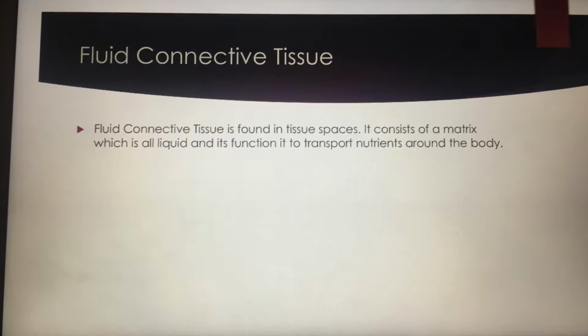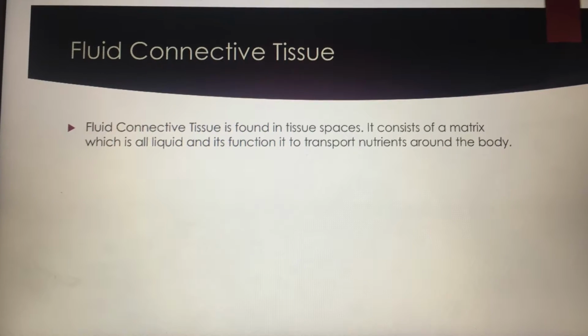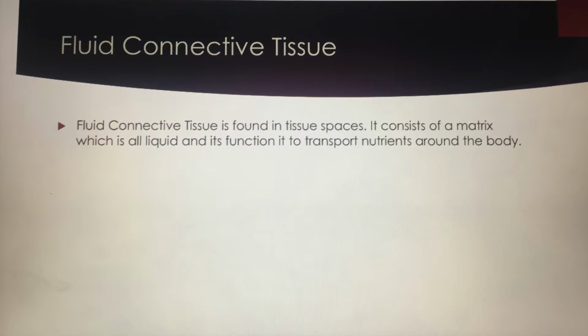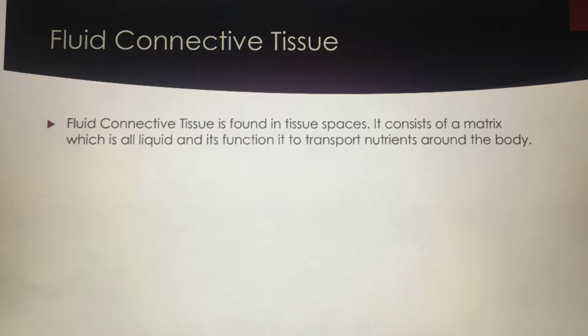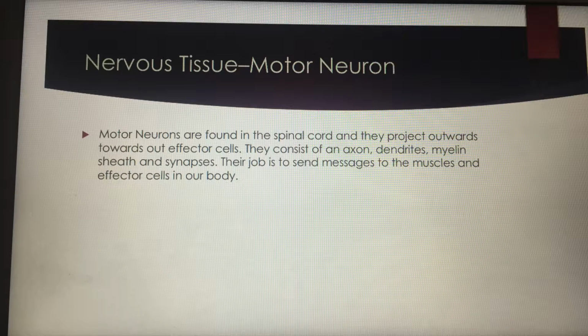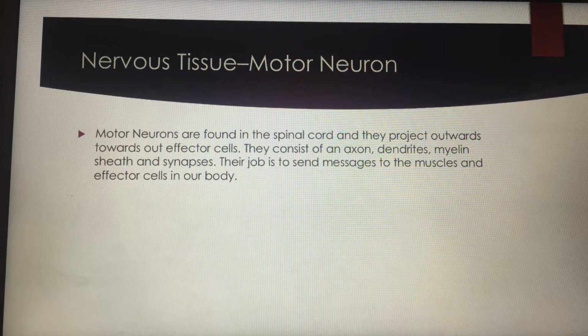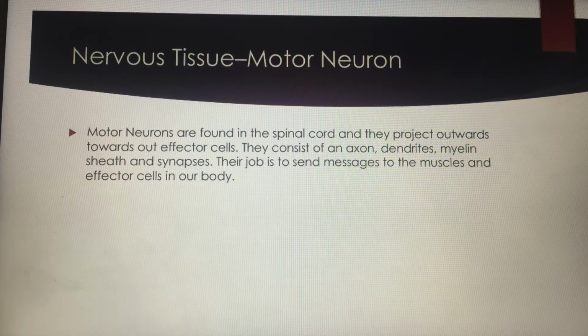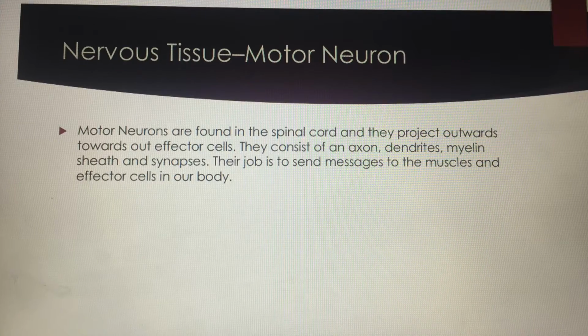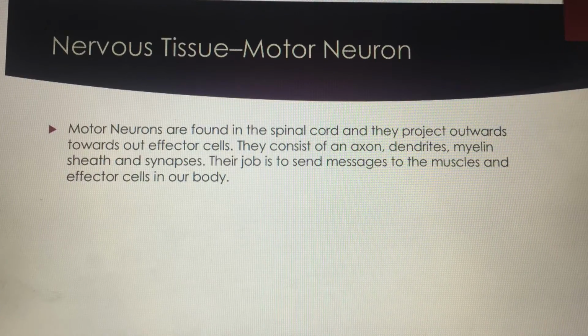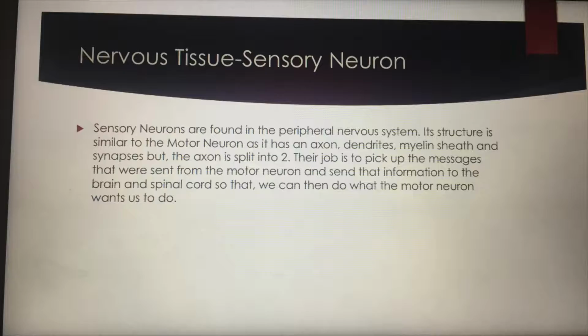Fluid connective tissue is found in tissue spaces. It consists of a matrix which is all liquid and it transports nutrients around our body. Motor neurons are found in the spinal cord and they project outwards. They consist of an axon, dendrites, myelin sheath and synapses. Their job is to send messages to the muscles.